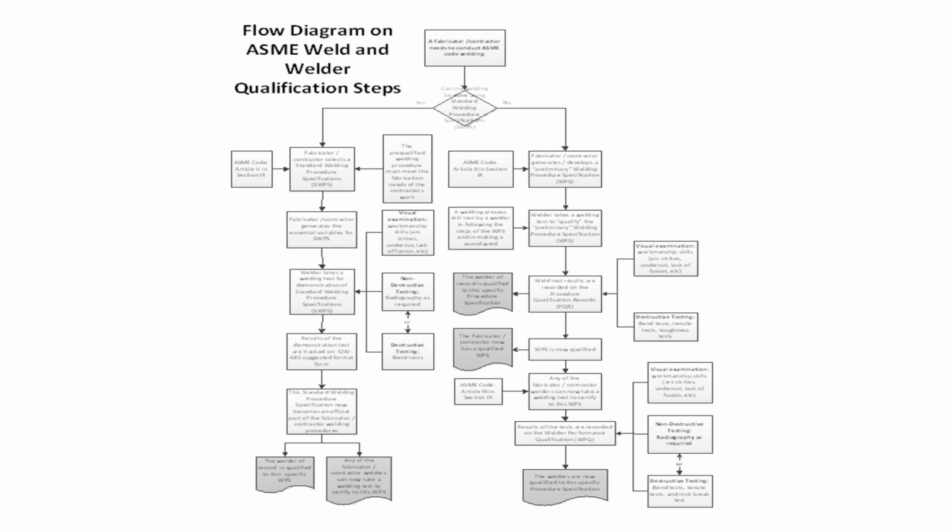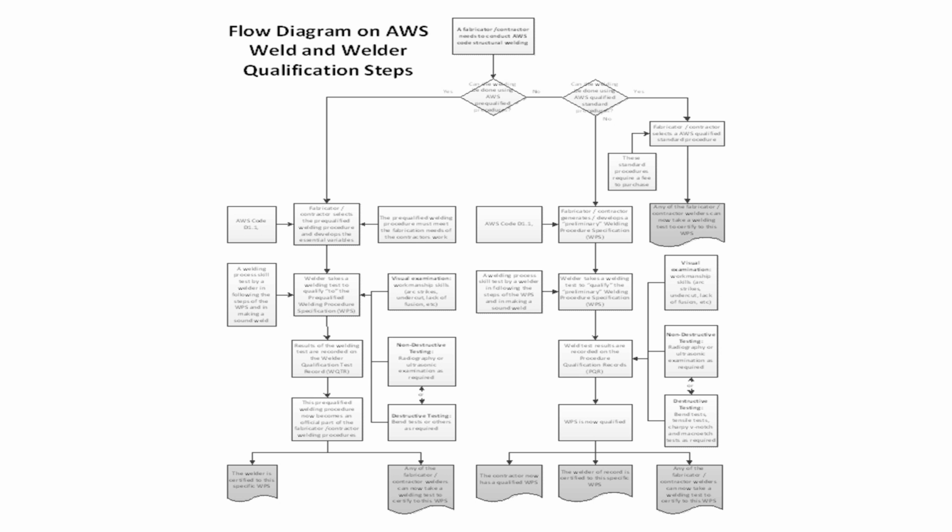Okay, but basically what it does, it takes you through all the steps of going through to qualify the procedures and get down to welder qualification. This is the one for the ASME. And this is the same type of flow chart for the AWS.